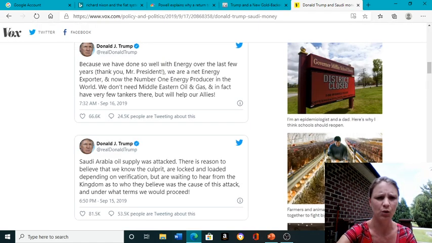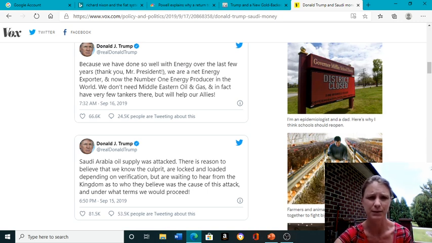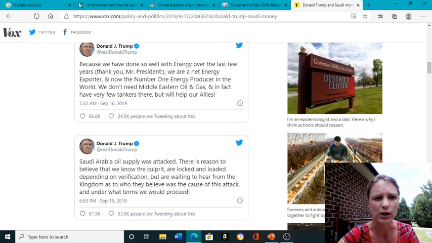Okay, so Saudi Arabia oil was attacked. Their supply was attacked. There is reason to believe that we know the culprit, are locked and loaded depending on verification, but are waiting to hear from the kingdom as to who they believe the cause of this attack and under what terms we would proceed. Because we have done so well with energy over the last few years, we are a net energy exporter and now the #1 energy producer in the world. We don't need Middle Eastern oil and gas, and in fact have very few tankers there, but will help our allies.